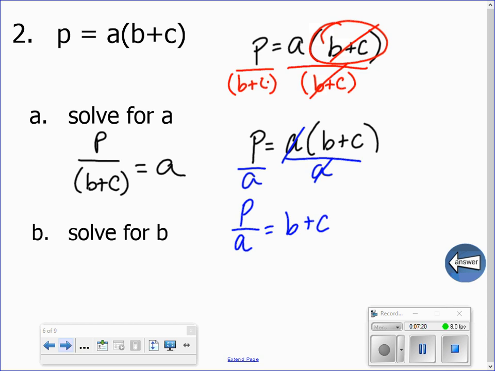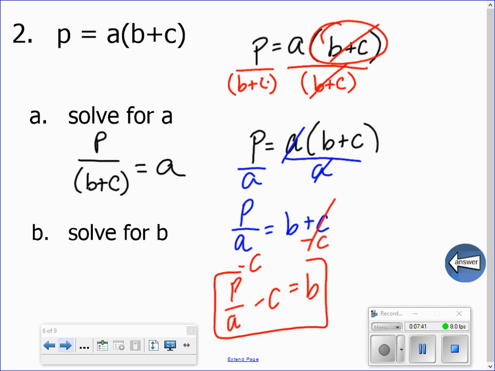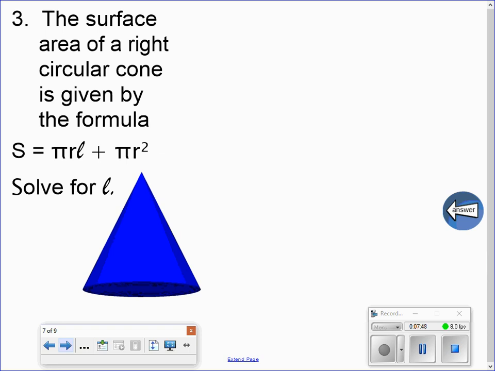Now remember, we're solving for b, so I still need to get rid of the c. We're going to subtract it from both sides. And what we're going to end up with is p over a minus c is equal to b. And this would be our equation for the second one.